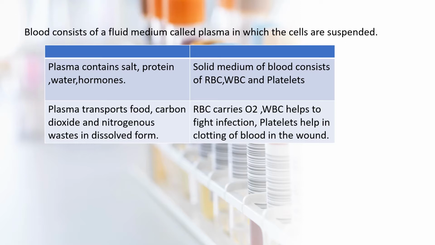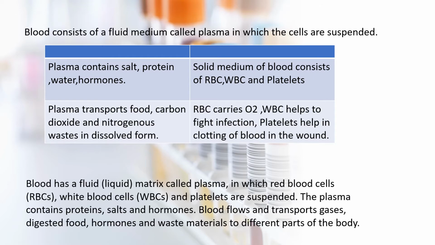So, if they ask a question, why is blood called a fluid connective tissue, we have to write: blood has a fluid part called plasma in which red blood cells, white blood cells and platelets are suspended. These are the solid part of the blood. The plasma contains protein, salt and hormone. So the blood flows and transports gases, removes waste gas like carbon dioxide, digested food, hormones to different parts of the body.